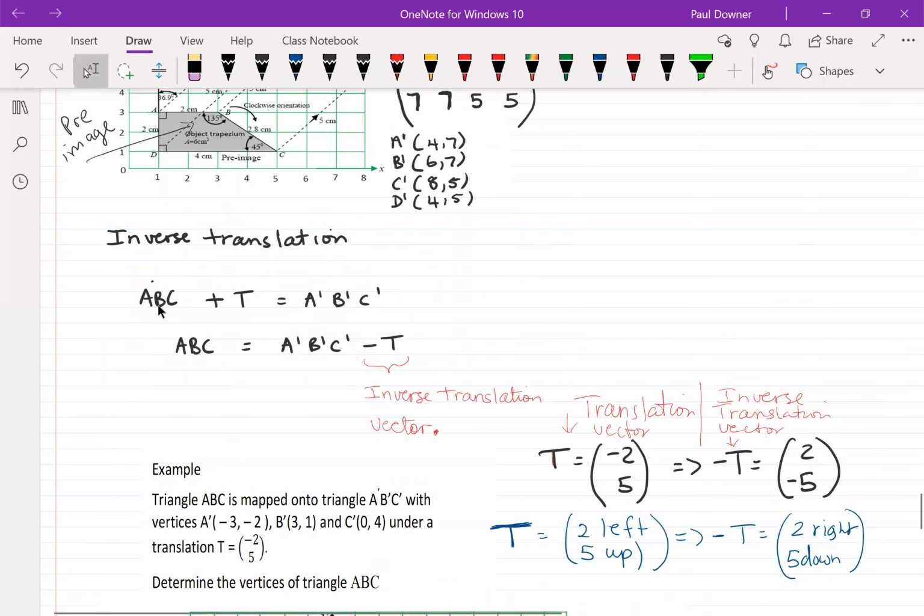If I start with my object points A, B, C, and I add my translation vector, let's call it T, I will end up with my image points A prime, B prime, C prime. That's what we just did. Sometimes they start with the image points A prime, B prime, C prime, and they want to get back to the object points A, B, C. So they tell you, all right, these are my image points. Find my object points that this image came from, right?